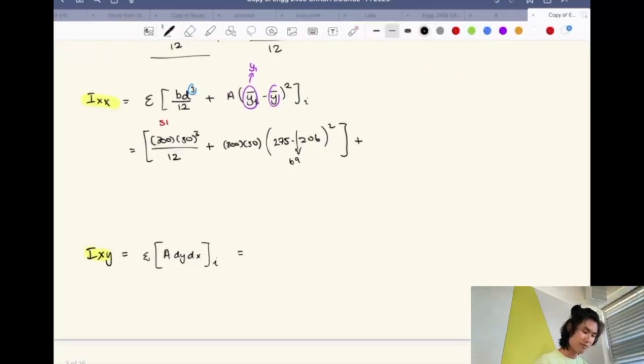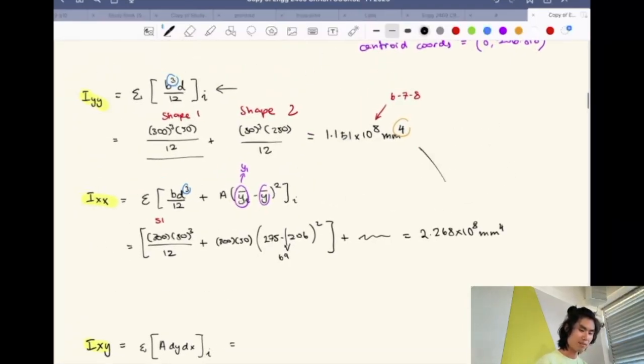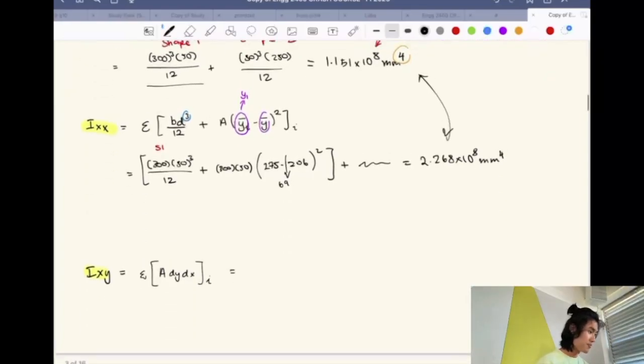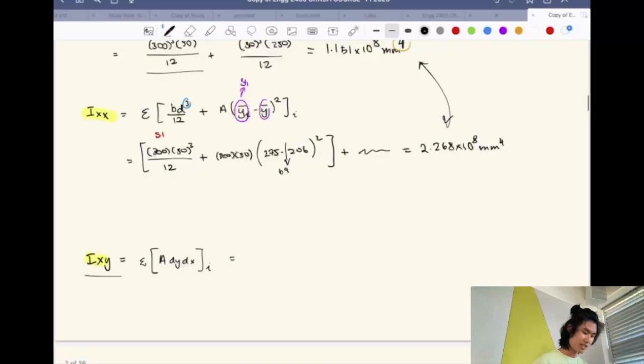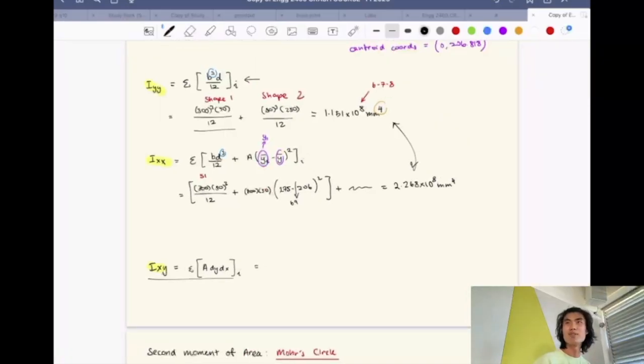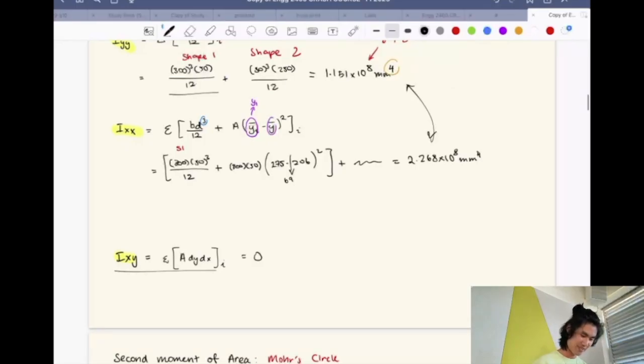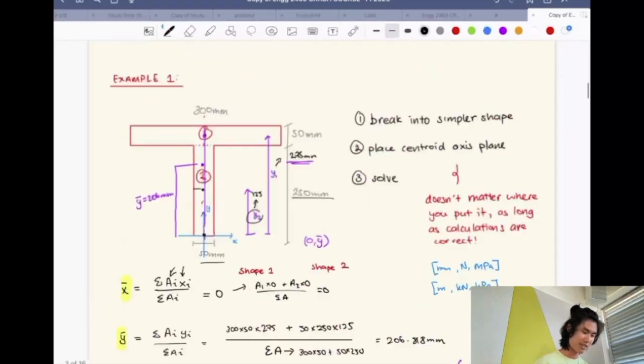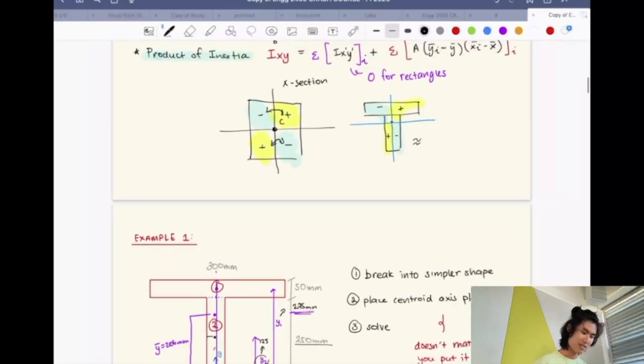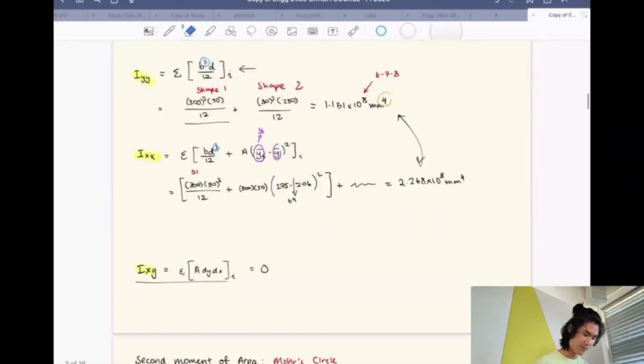And after you do all of that, for the second shape, you should get something that looks around like 2.268 times 10 to the 8. So they're quite similar, right? Quite similar numbers. And the product of inertia is, if you guys remember, what is it going to be? 0, correct. And that's because of the T-shape thing earlier. So we have a T-shape here, and this T-shape is going to have no product of inertia.